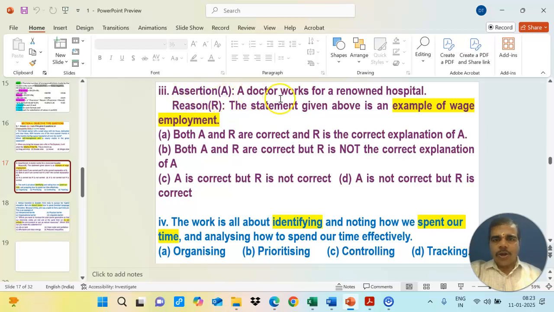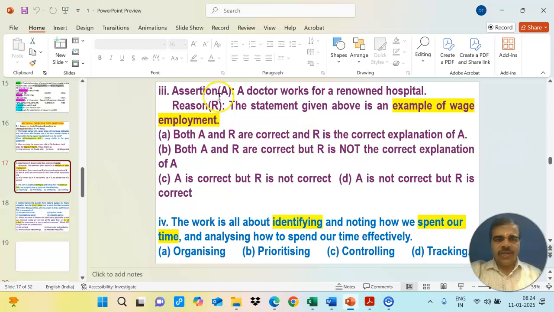Assertion: A doctor works for a renowned hospital. Reason: The statement given above is an example of wage employment. So the options are: A, both A and R are correct and R is the correct explanation of A. B, both A and R are correct but R is not the correct explanation of A. C, A is correct but R is not correct. And D, A is not correct but R is correct.